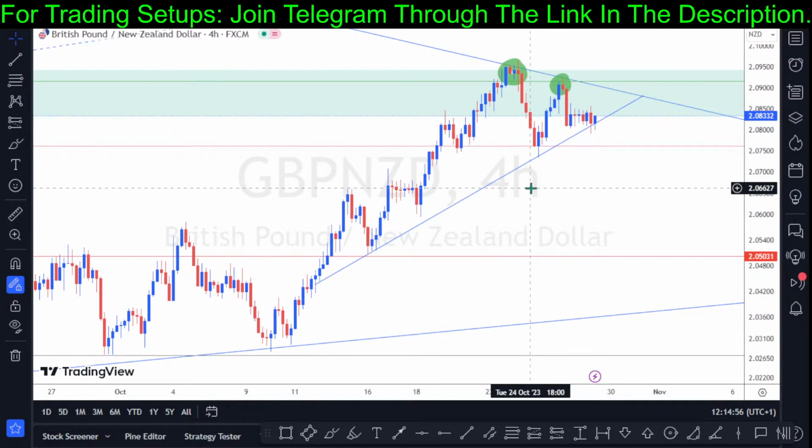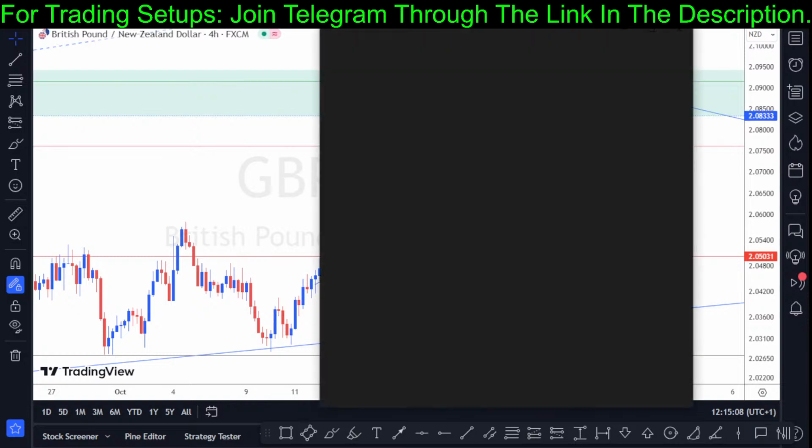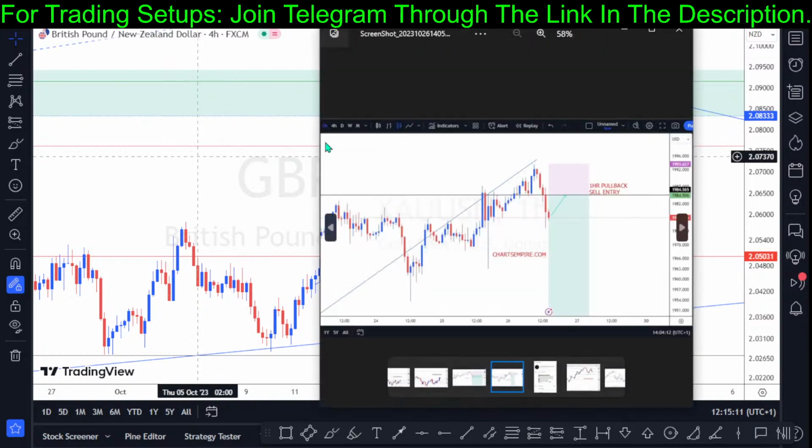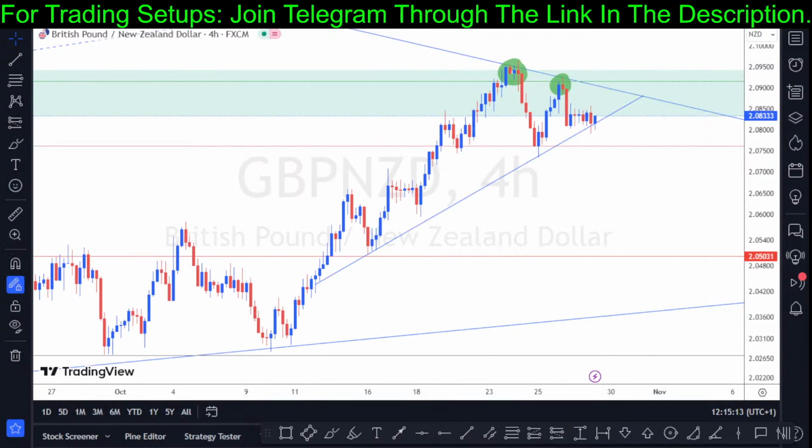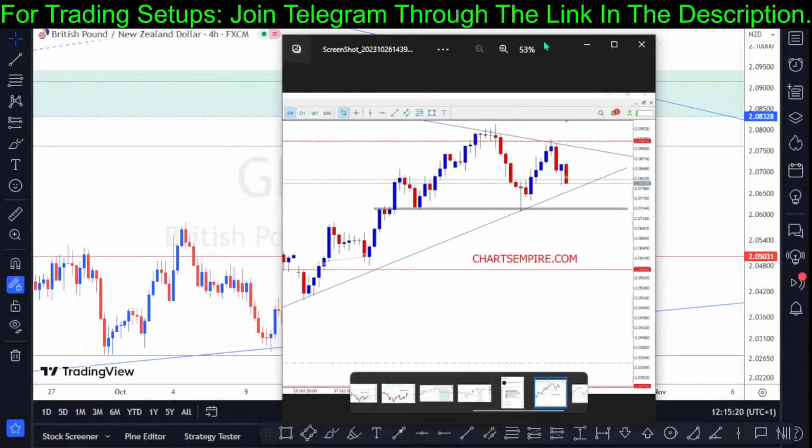I think I sent out this trade signal in my Telegram group yesterday. I sent it out in my Telegram channel. Let me see if I still have the trade image. Okay, I will share the trade image with you guys. This is the trade right here. You can see it right there. This is the image of the trade I sent out in the Telegram group yesterday. So that is it.